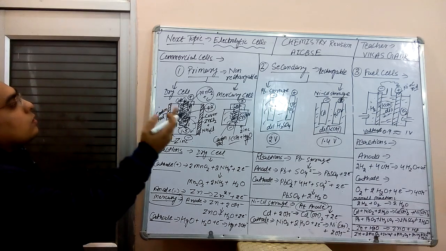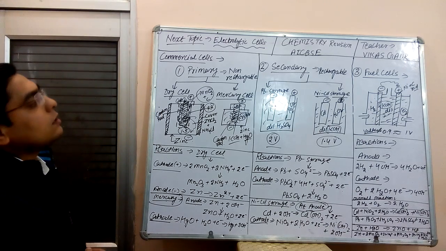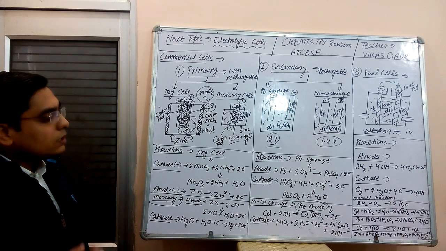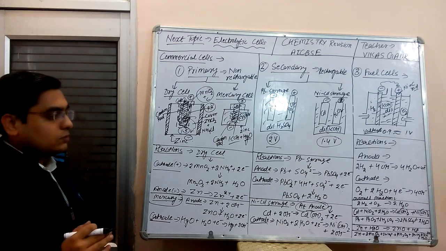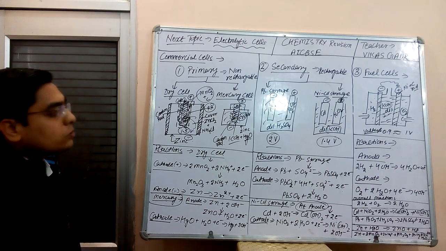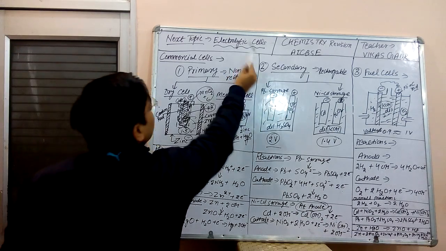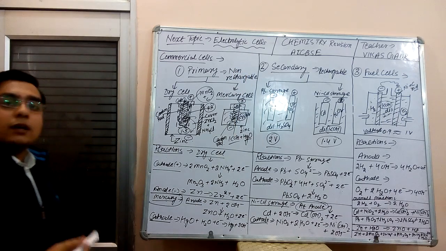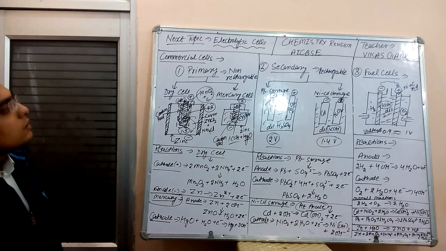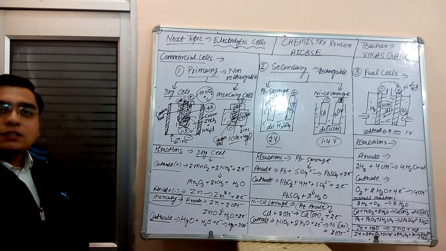So this is all about your next topic, and you are now ready to take complete 5 marks from the unit electrochemistry. But sometimes a 2 marks question may come from electrolytic cells and its related topics. So in the next lecture we will complete that one, that is the electrolytic cell.